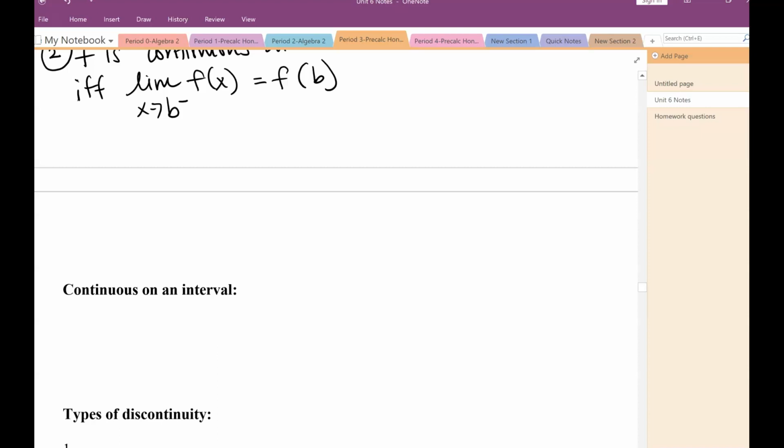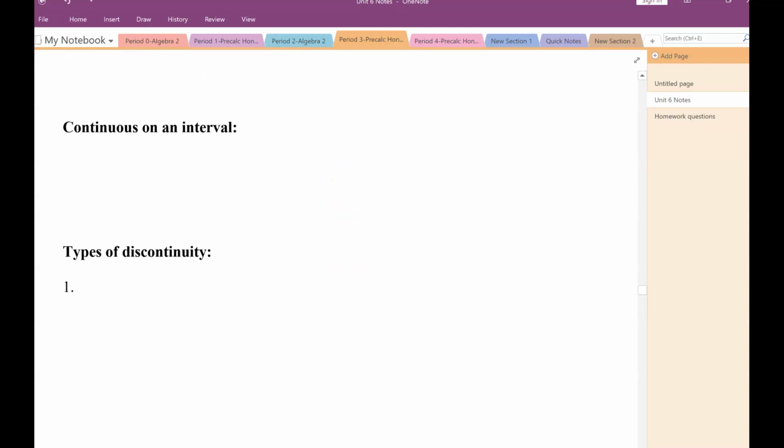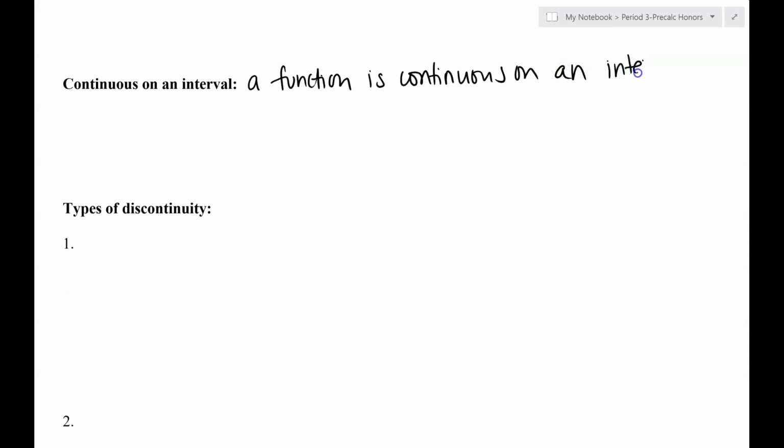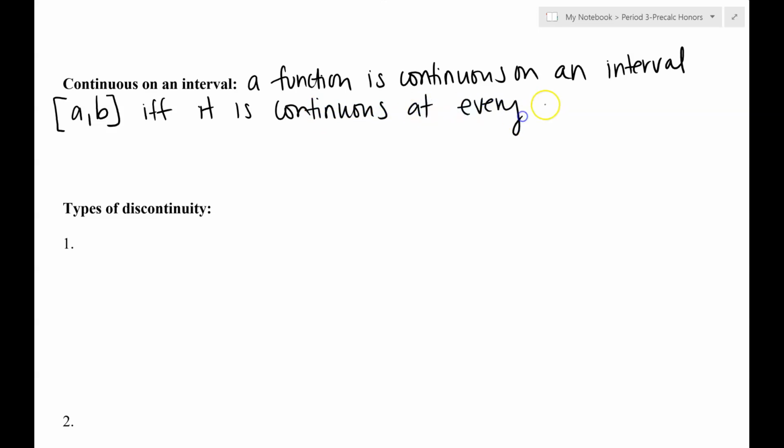Continuous on an interval is our next definition. So a function is continuous on an interval, let's call it closed A to B, if and only if it is continuous at every point on that interval.